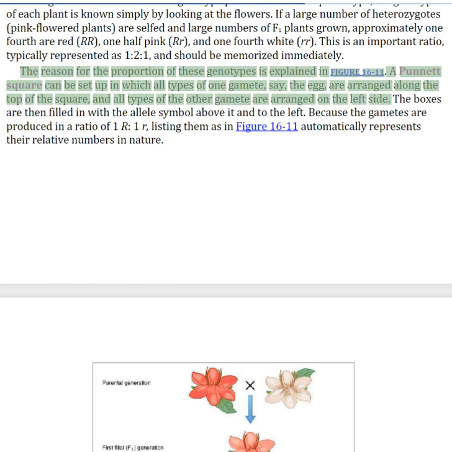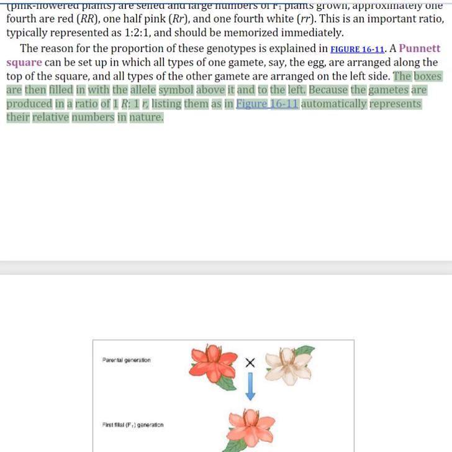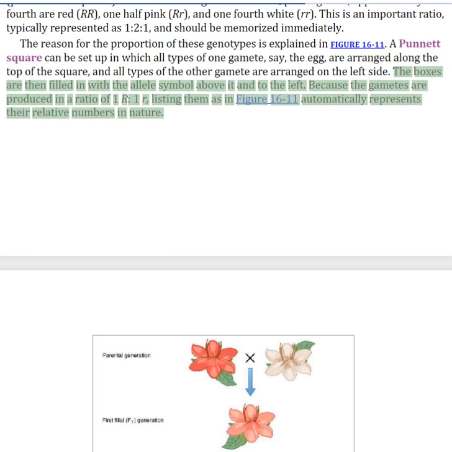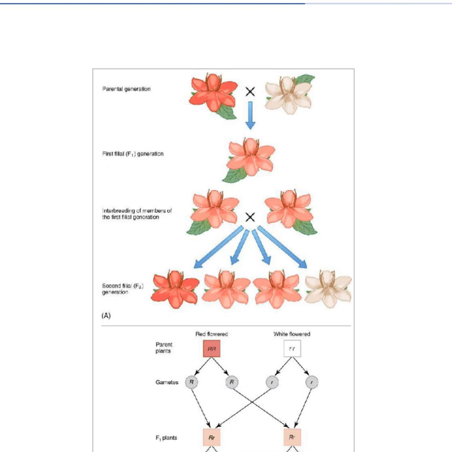A Punnett square can be set up in which all types of one gamete, say, the egg, are arranged along the top of the square, and all types of the other gamete are arranged on the left side. The boxes are then filled in with the allele symbol above it and to the left. Because the gametes are produced in a ratio of 1R to 1r, listing them as in Figure 16:11 automatically represents their relative numbers in nature. Figure 16:9, a monohybrid cross analyzing the trait of flower color. Details are explained in the text.